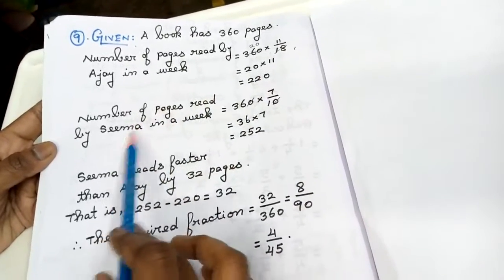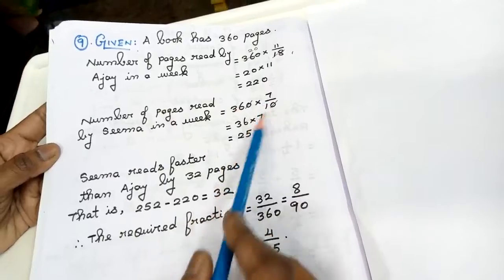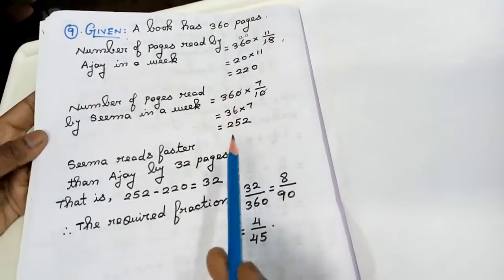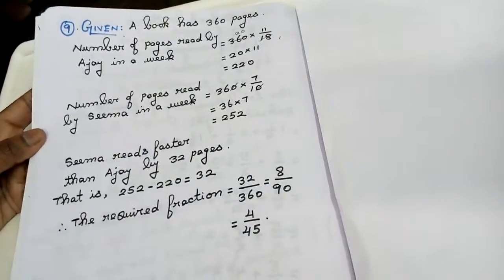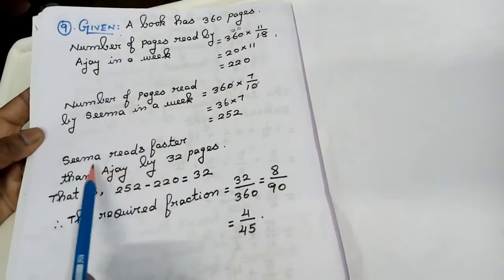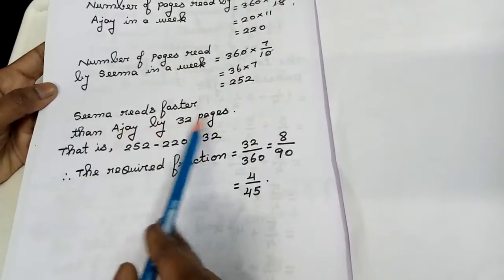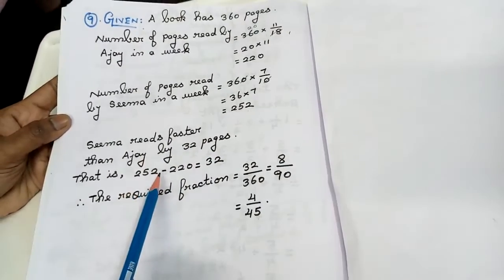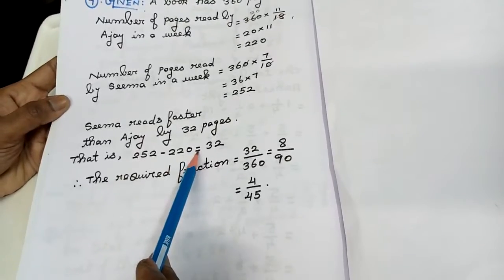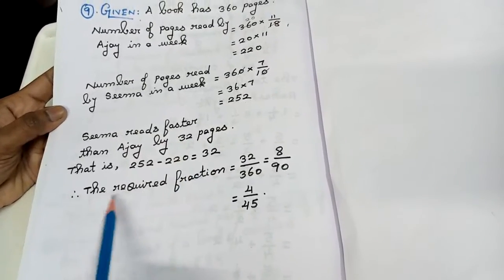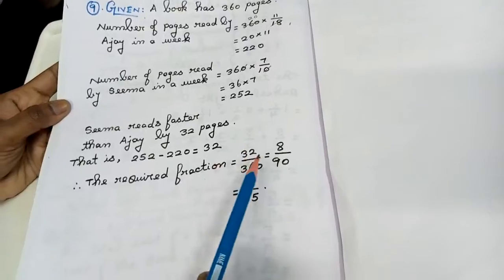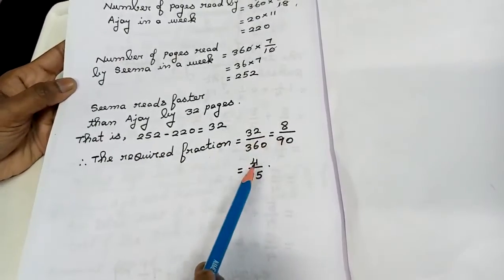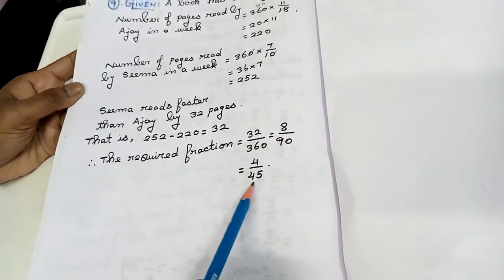And similarly for Seema, 360 into 7 by 10, 252. So the one who reads more pages is Seema. The difference is, Seema reads faster than Ajay by 32 pages. How am I getting this 32? 252 minus 220, I am getting the value as 32. Therefore, the required fraction here is 32 out of 360 pages. Convert this, you will get the value as 4 by 45.